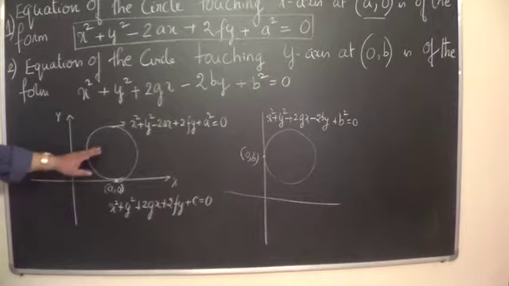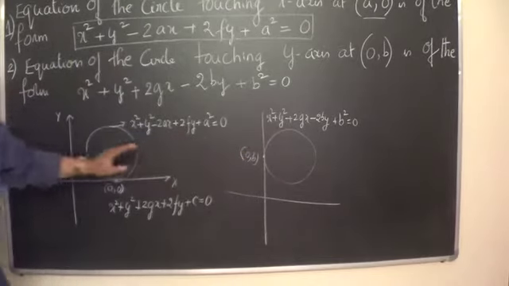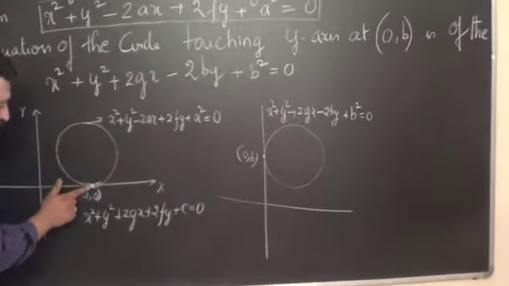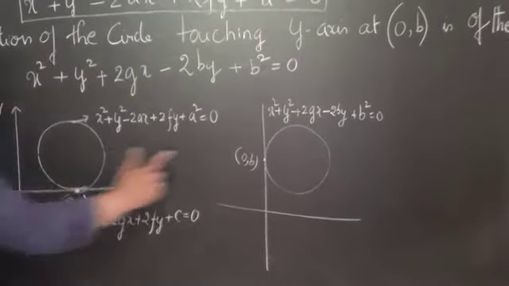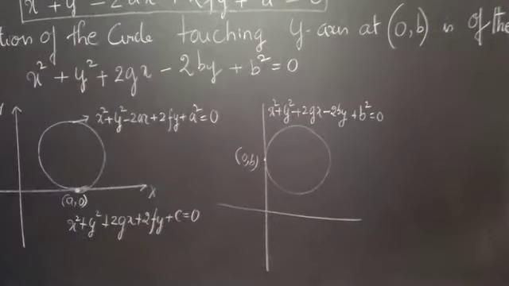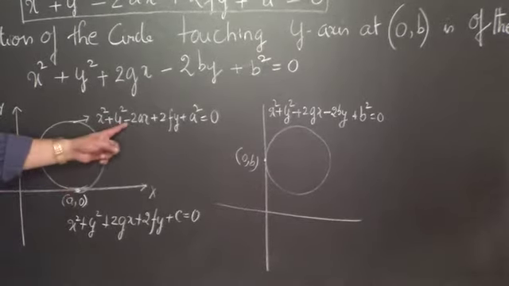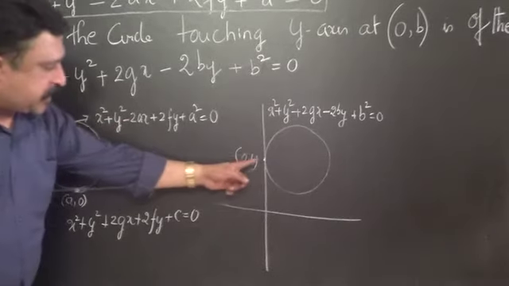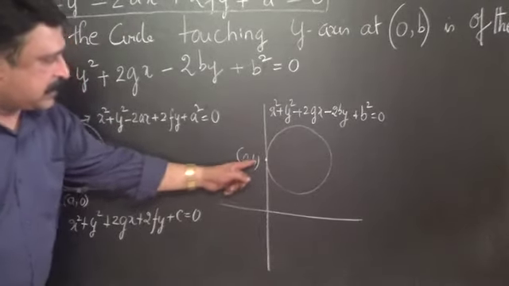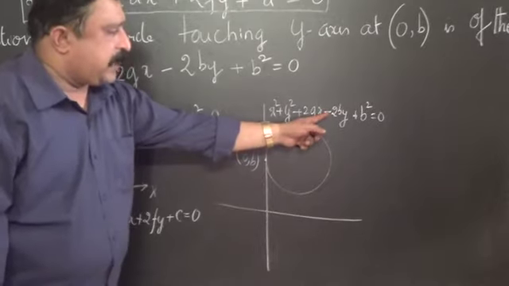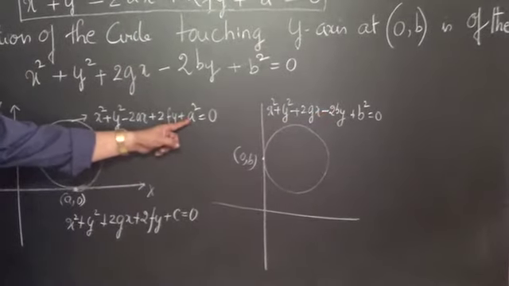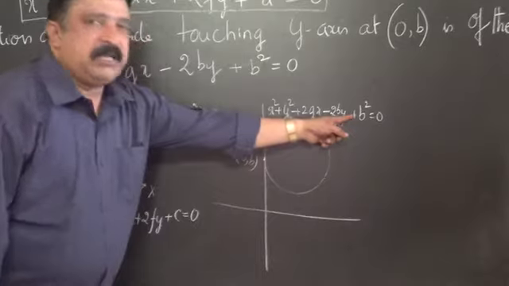If you observe the equations of these two circles, the first circle touches the x-axis at a comma 0. The second circle touches the y-axis at 0 comma b. The shortcut method says that touching the x-axis at a comma 0 gives a negative sign for the x term, and touching the y-axis at 0 comma b gives a negative sign for the y term. And here the constant term is a square, there the constant term is b square.